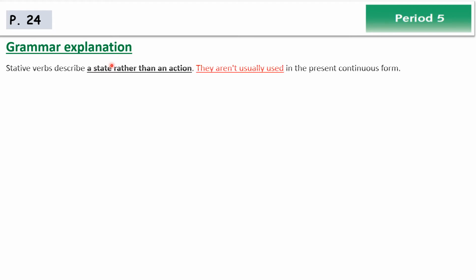Grammar explanation. Stative verbs describe a state rather than an action. So, they aren't usually used in the present continuous form. Clear, my students? Always remember this. Look at these examples.